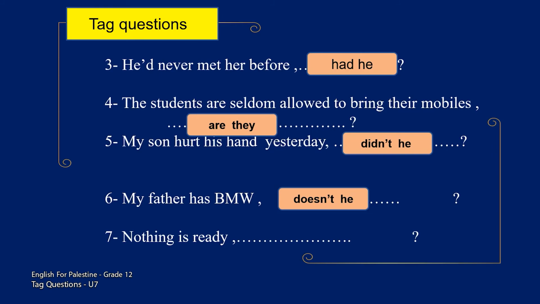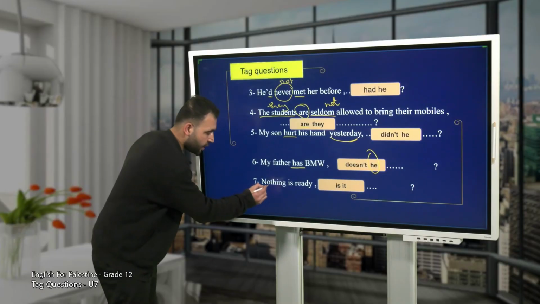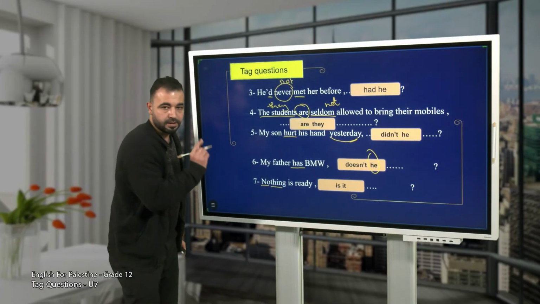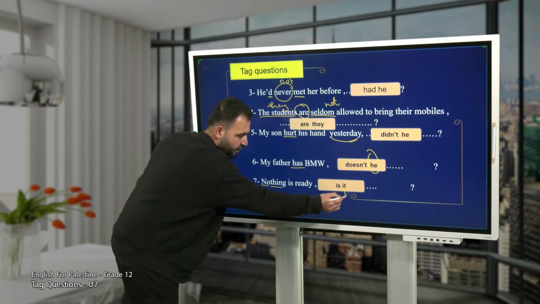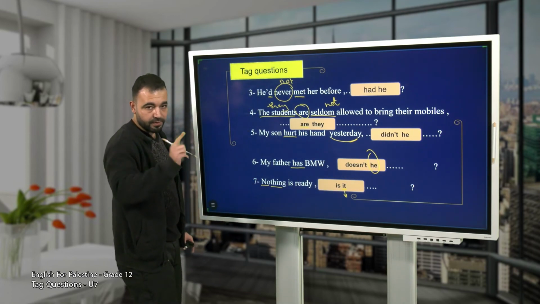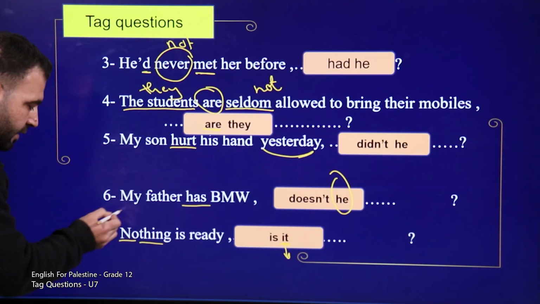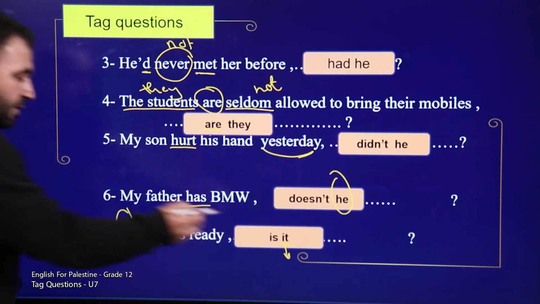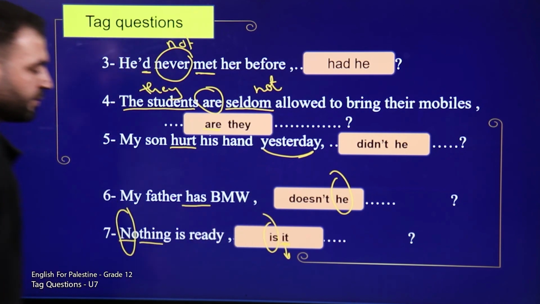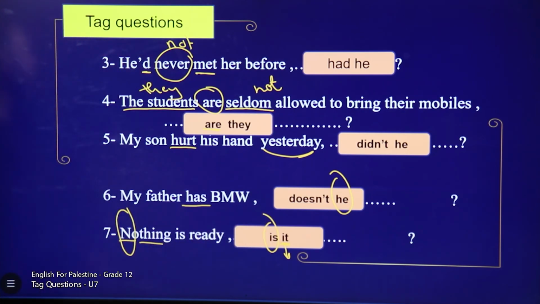Number 7 now. Nothing is ready. Is it? Nothing. It. So here the pronoun is it. Nothing. And it's in the negative form. So the helping verb or the auxiliary must be in the positive form.